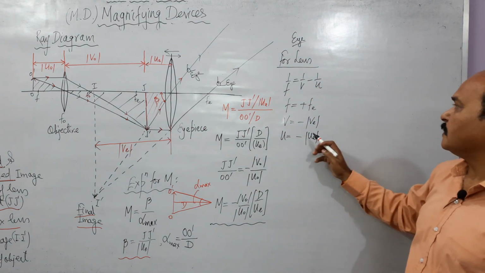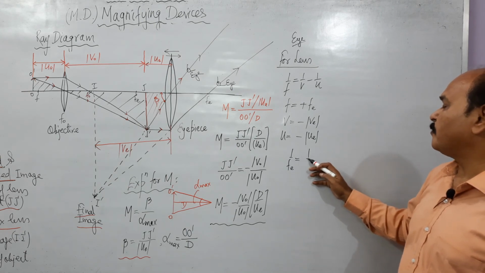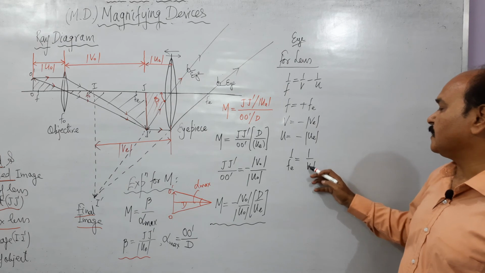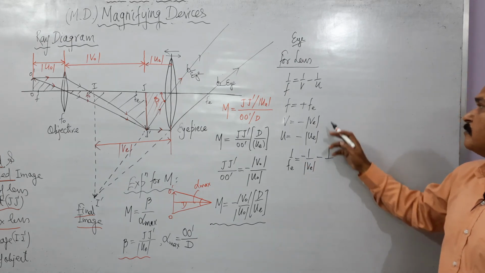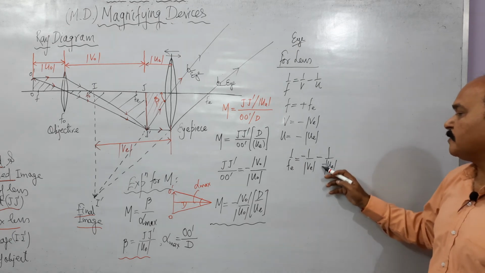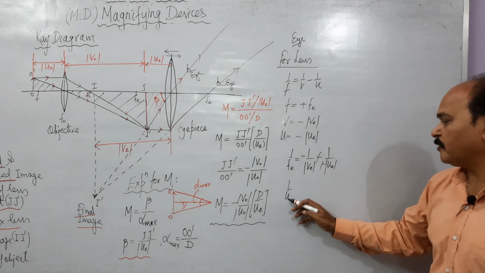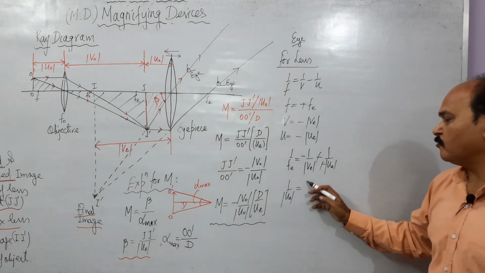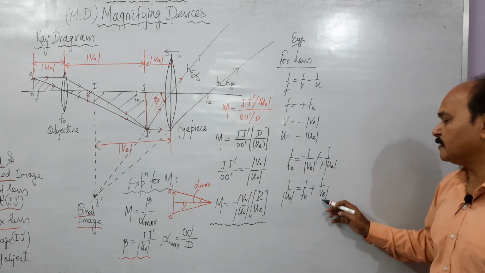If we substitute these values here, what do we get? 1 upon fe is equal to 1 upon ve with negative sign. This minus sign comes here. Minus 1 upon minus ue. This minus becomes plus. So what do we get? We get 1 upon ue is equal to 1 upon fe plus 1 upon ve.